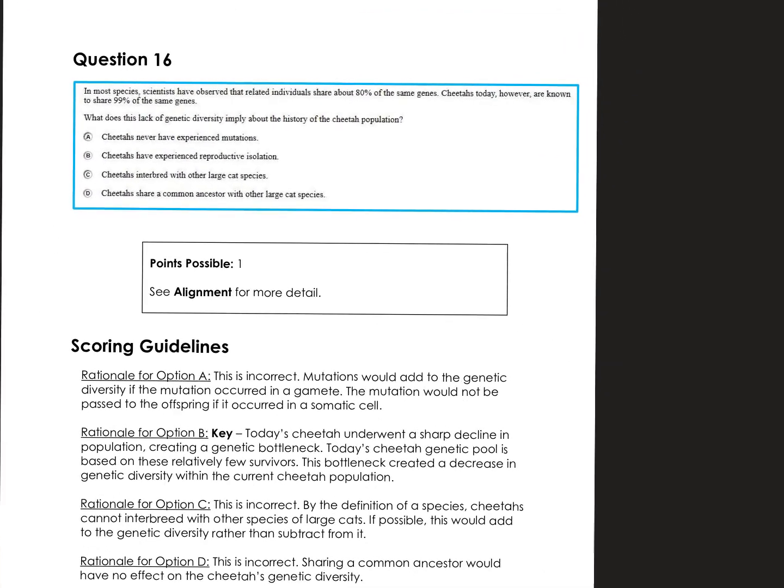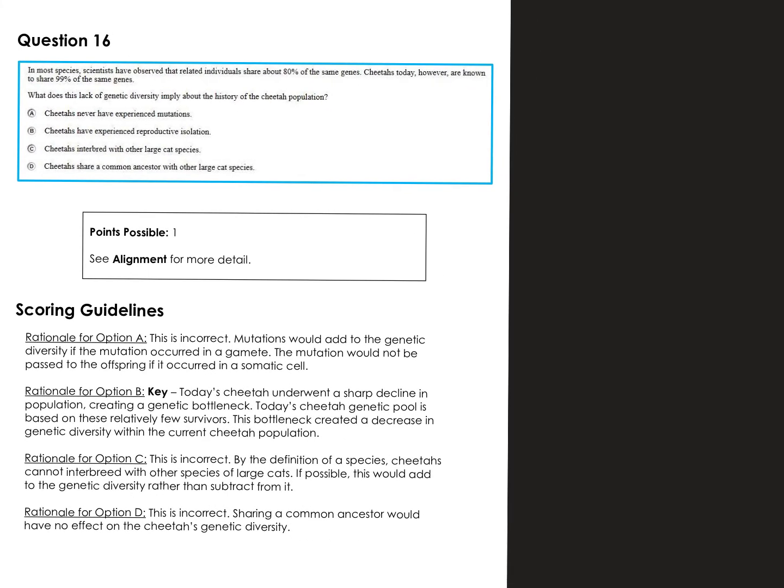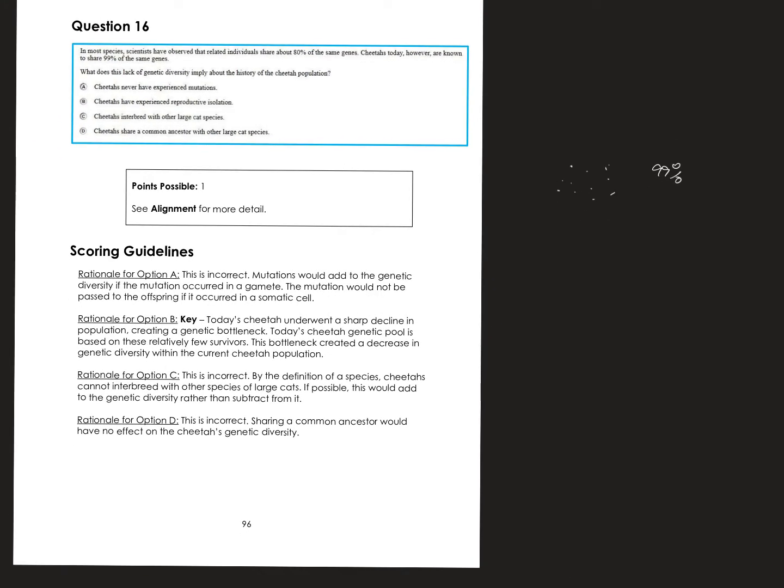Okay, so when we're talking about cheetahs, how do you get a population? You have to ask yourself, how do you get a population of individuals that have 99% the same? So let's look at the possibilities they've given us. I'll tell you the answer in a minute, but let's look and see what we have. What does a lack of genetic diversity imply about the history of the cheetah population? Well, if they're 99% the same, let's think about what that means.